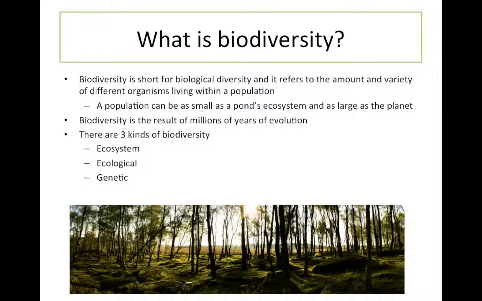So biodiversity, I'm sure you've heard of it, is short for biological diversity, and it refers to the amount and variety of different organisms living within a population. Now, a population can be as small as a pond's ecosystem and as large as the planet. It is the result of millions of years of evolution. There are three kinds: ecosystem, ecological, and genetic.